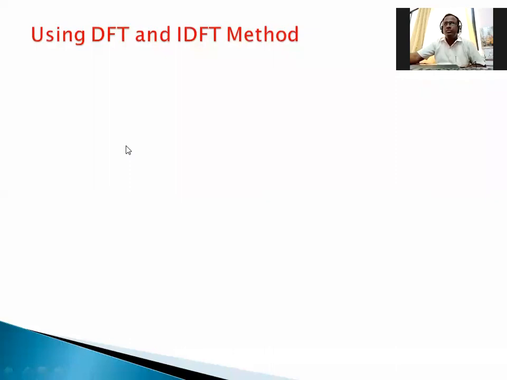Discrete Fourier transform and inverse discrete Fourier transform. Very good. DFT stands for discrete Fourier transform and IDFT stands for inverse discrete Fourier transform. So already we know how to calculate DFT and IDFT, right? So here let us take one example. Just write down the example. With the example we will go.